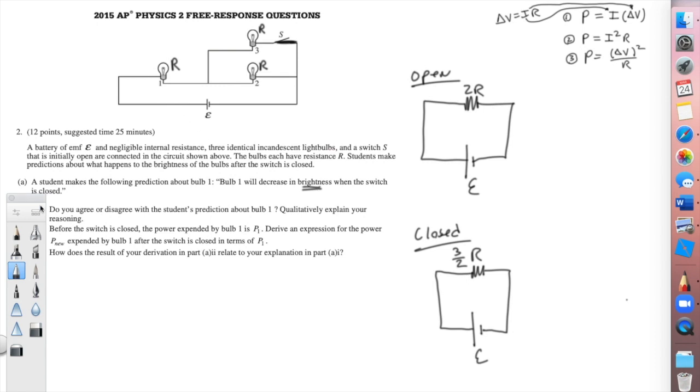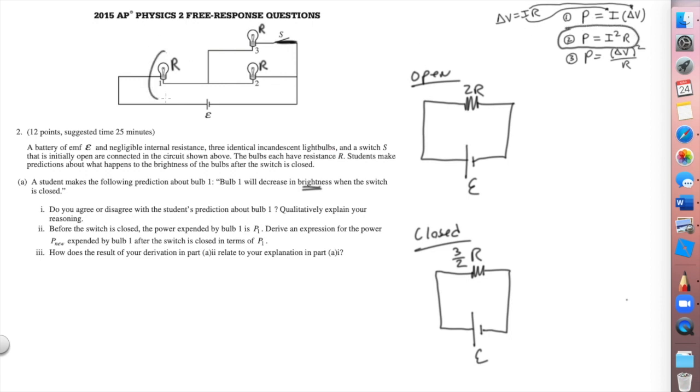So the answer to this question is referring to this power equation right there, because we're focusing on bulb number 1. Bulb number 1 gets the current that comes out of the battery. Current comes out of the battery in this direction, right? Current is positive charge motion. Current comes through like that. So the current out of the battery is the current in these simplified diagrams here. When the switch is open, current comes out, and current goes through the whole circuit like that.